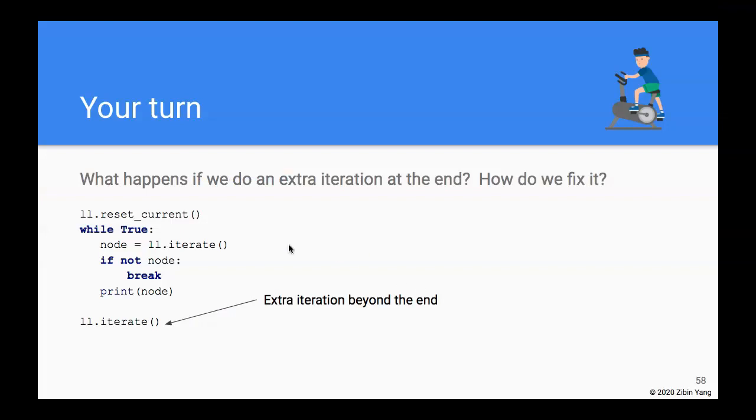And here's a question for you: as with all client code, we cannot assume that it will always do the right thing. So what if, for example, after it's done iterating through the entire linked list, it does one more iterate call? What would happen in that case, and how do we fix it if we want to fix it? So pause the video and please give that a try. I'm assuming you have done that.